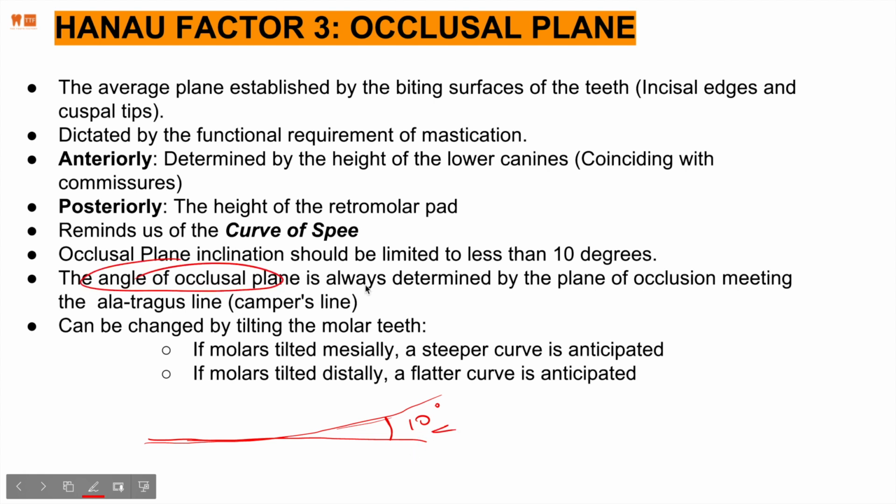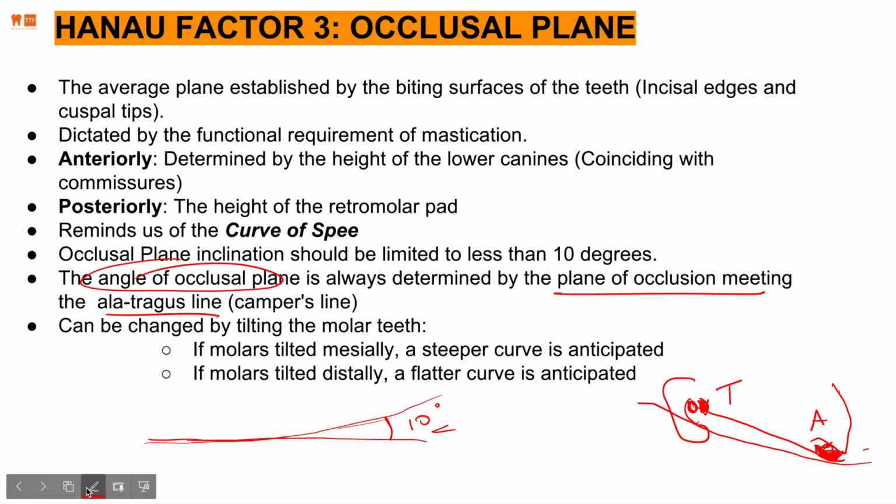The angle of occlusal plane is always determined by the plane of occlusion meeting with the ala tragus line. So for example, what's tragus? Tragus is that portion of our ear right here. This is our external auditory meatus. This is our tragus, that little hard cartilage. And of course our nose is right here. We have ala down here on the side. So ala tragus line. This is tragus, this is ala. And occlusal plane is generally like this. Right? That's our teeth, that's how they're set.